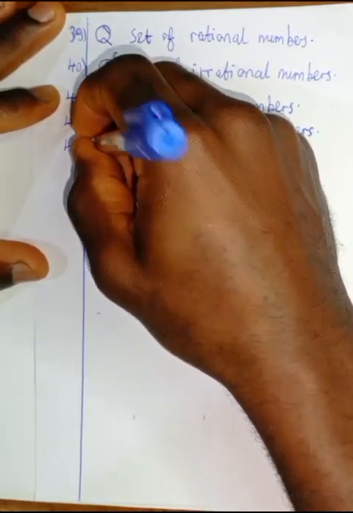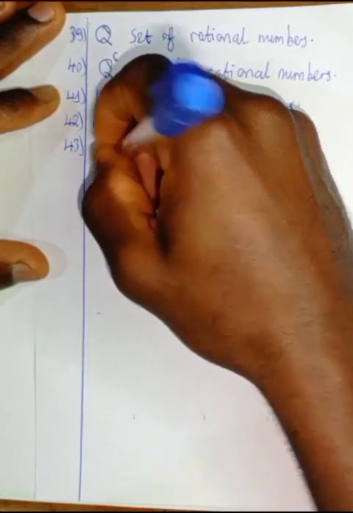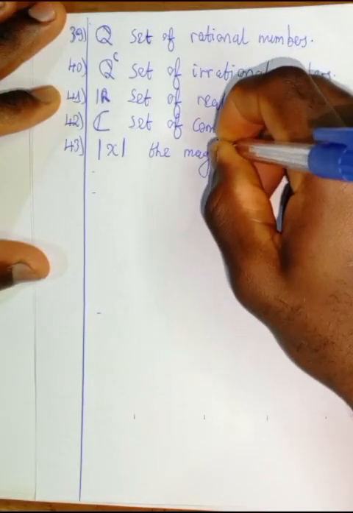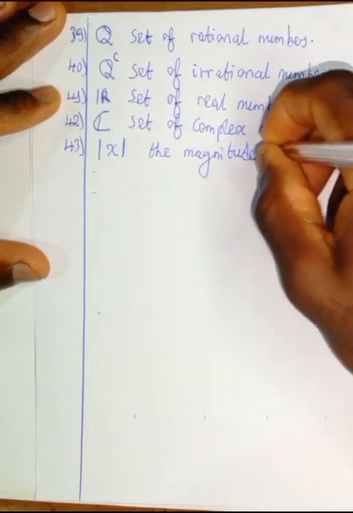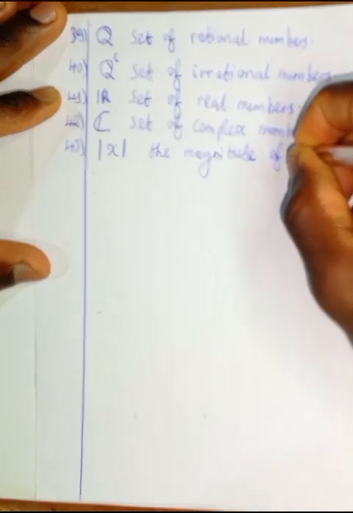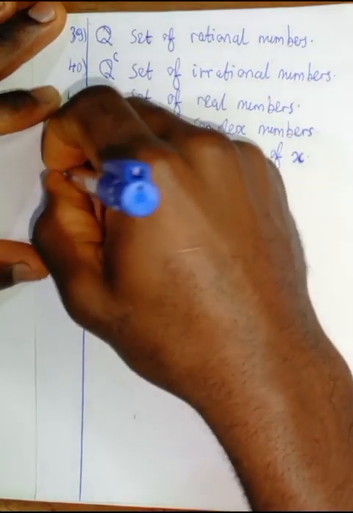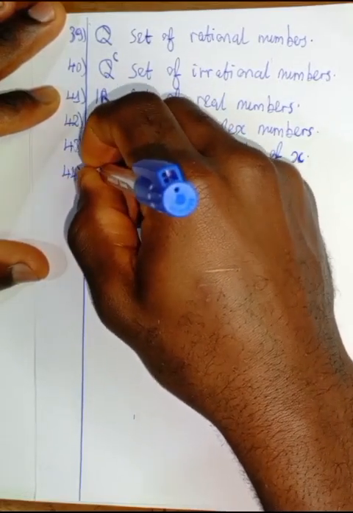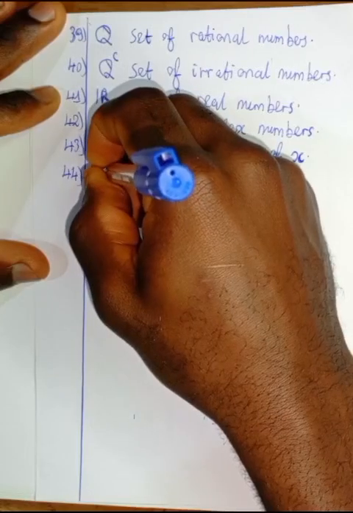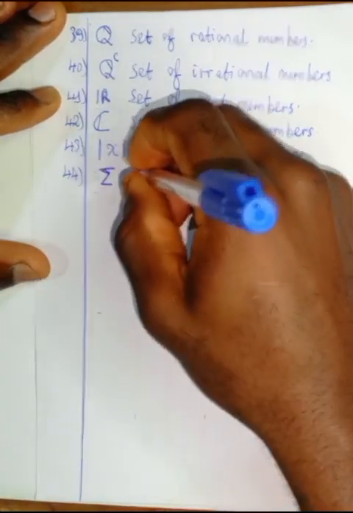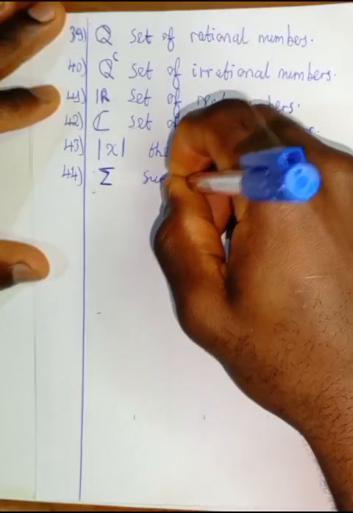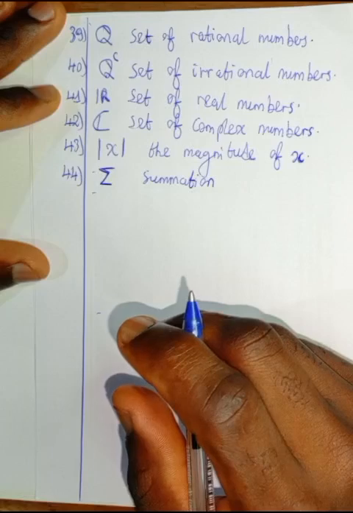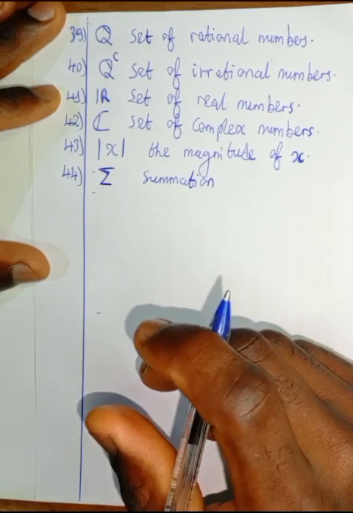If you see a number, for example, a number x in between two bars, it stands for the magnitude of that number x, which is always positive. The magnitude of x. We go to 44. We have this symbol, which stands for the summation sign. This stands for summation. We mostly make use of this symbol when we sum the terms of a sequence.